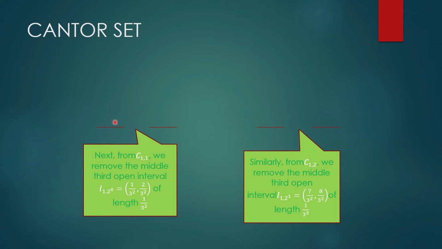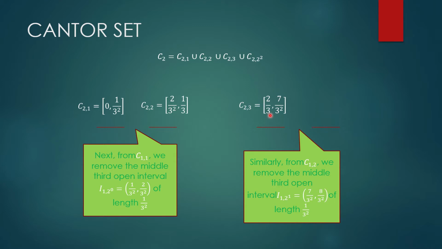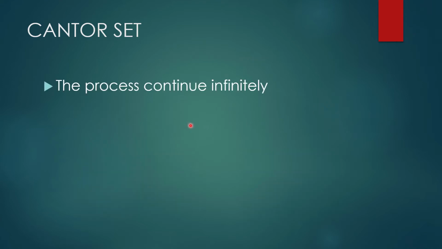Let us name the remaining parts C21, C22, C23, C24. C2 means the second step of removing open intervals, and the union of all of them is called C2. C21 is this interval, which has length 1/3². C22 is this interval, C23 is this interval, and lastly C24 is this interval. So the process continues infinitely.